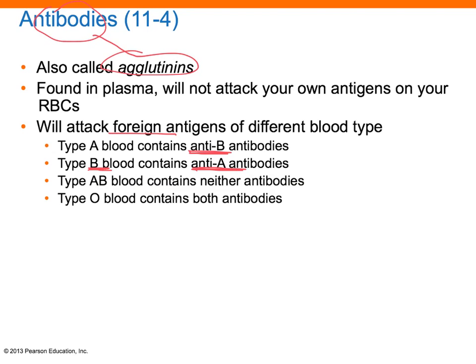Type AB blood is not going to have any antibodies against A or B. They do not have any antibodies in the plasma against the A or B, which is good because if you're type AB, you do not want to have antibodies that are going to attack your blood cells. So there are no antibodies in that case. And then if you have type O blood, the type O blood contains both anti-A antibodies and anti-B antibodies, which is fine because type O has no antigens on them.